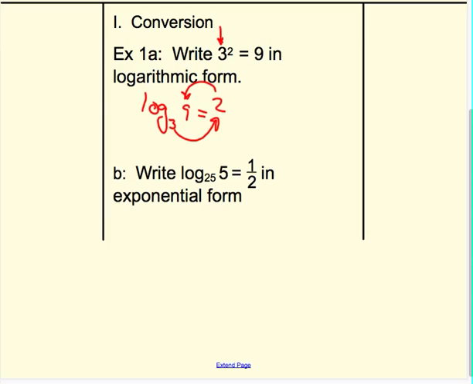Again, as I said, converting from log form to exponential is a bit easier for me. So we start with the base of the log raised to the, in this case, 1/2 power equals 5, because the square root of 25 is 5. Remember those rational exponents.